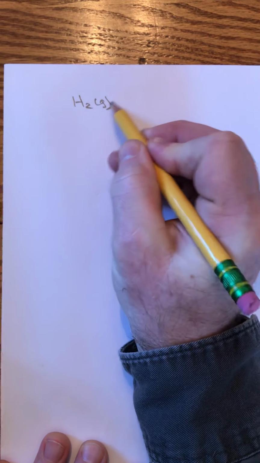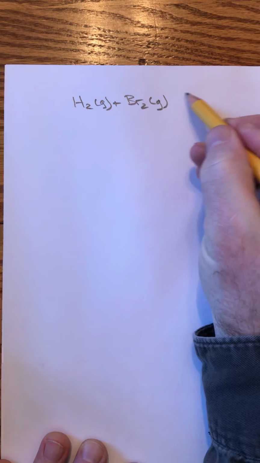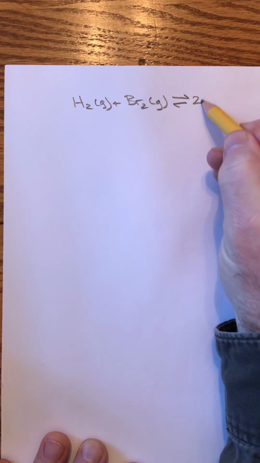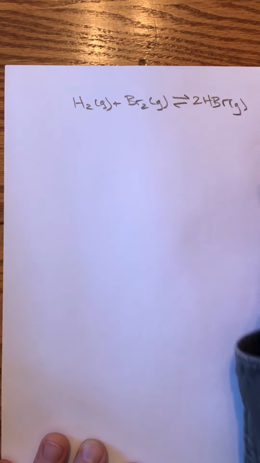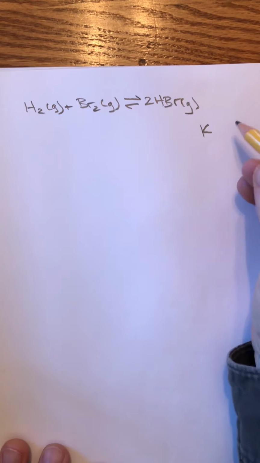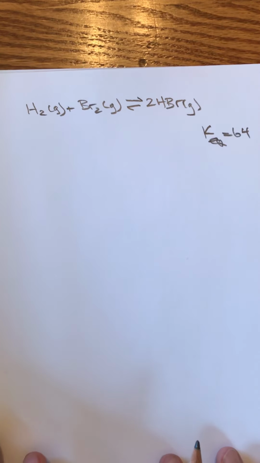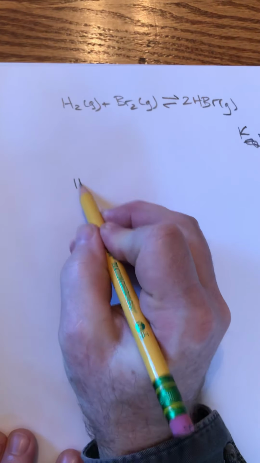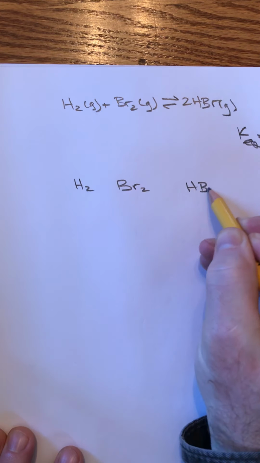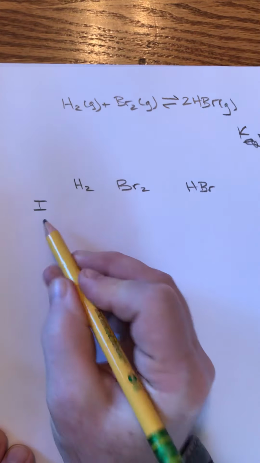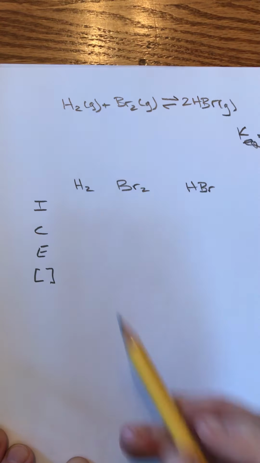H2 gas plus Br2 gas, double arrows, 2HBr gas, and they give you KEQ of 64. Players in the game, H2, Br2, HBr. Initial, change, equilibrium concentration, moles per liter.